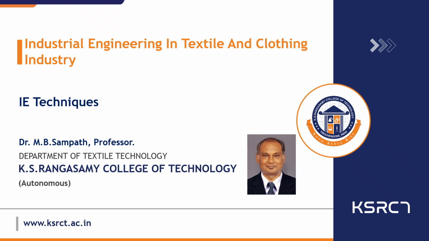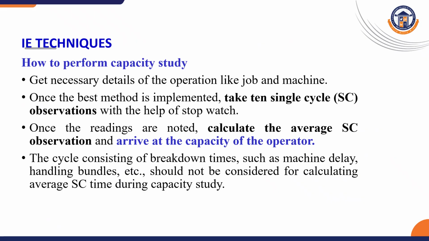In this particular video, we will be discussing industrial engineering techniques in Unit 4. Basically, after plant layout, we will be discussing industrial engineering techniques. So, this is what we are discussing. Now, industrial engineering techniques are of four types: capacity study 1, work in progress 2, operation bulletin 3, and performance standardization.